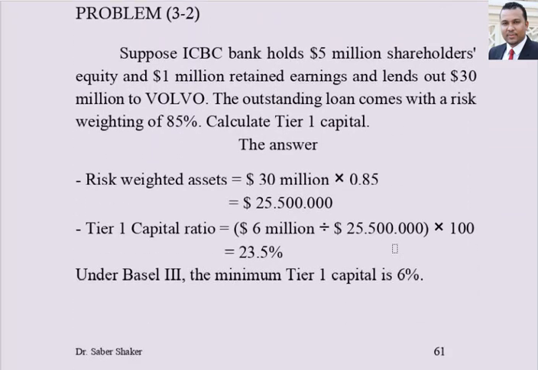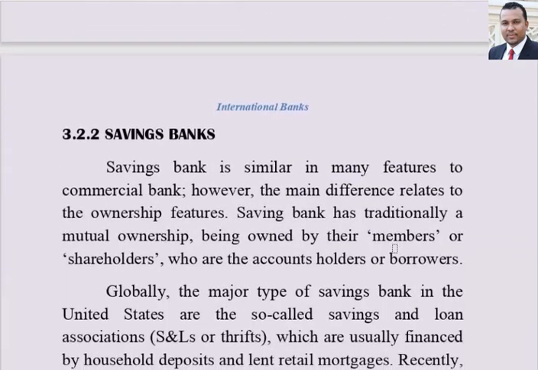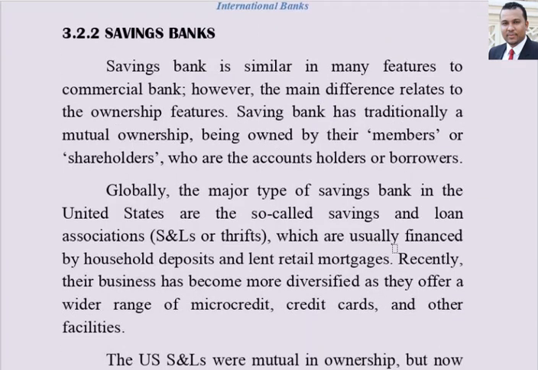Problem 3.2, the same but with different banks. Saving banks, in this case, are similar to commercial banks in many features. But what about the differences? The differences are related to ownership. So maybe saving banks have mutual ownership, or are owned by shareholders who are the account holders or borrowers. Maybe the ownership is public, like in Egypt, where saving banks are available through Egypt Post. This is the model for saving banks. Okay, this is the main feature.